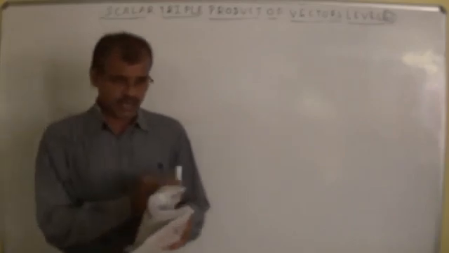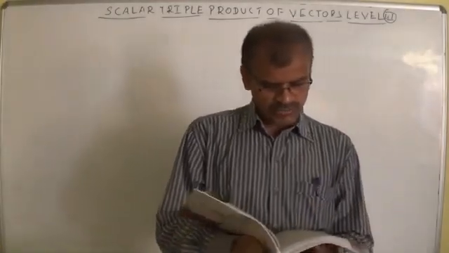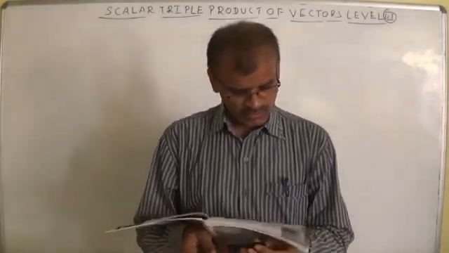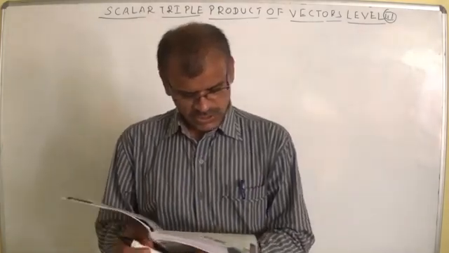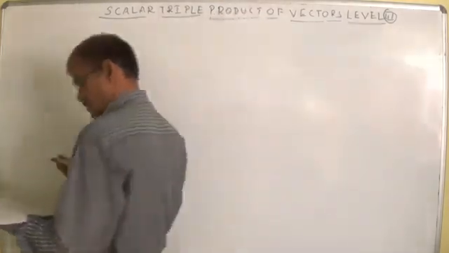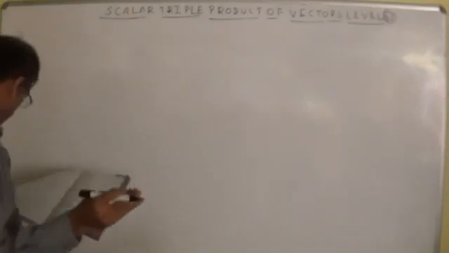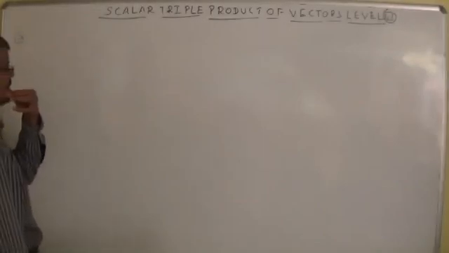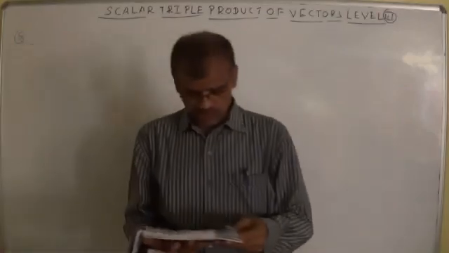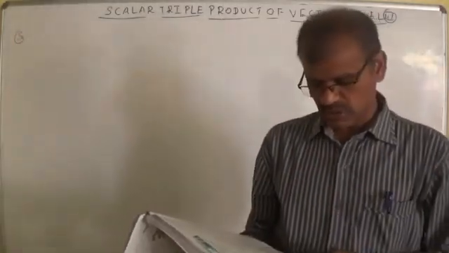Fifth question. Read the data: the ratio between the volume of a tetrahedron and the volume of the tetrahedron formed by joining the centroids of faces. By taking the origin, the centroid of the tetrahedron is generally A by 4, B by 4, C by 4. So 1 by 64 should be there, but the 64 option is not there.